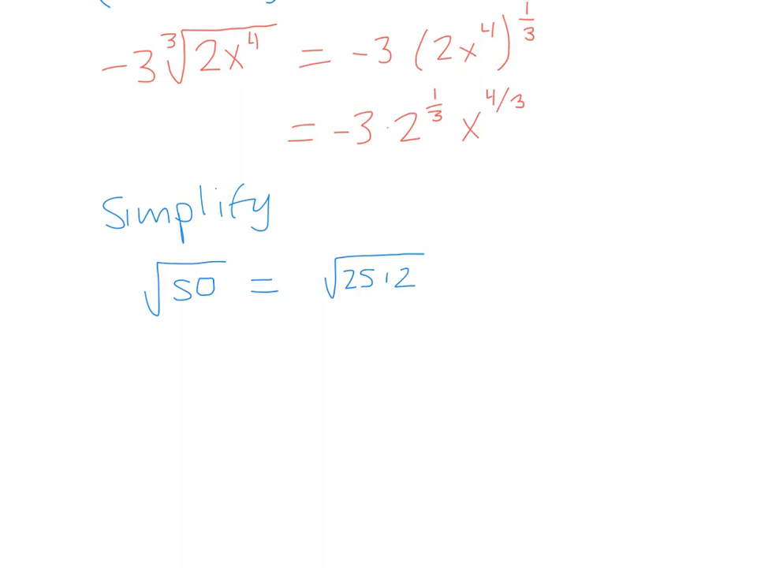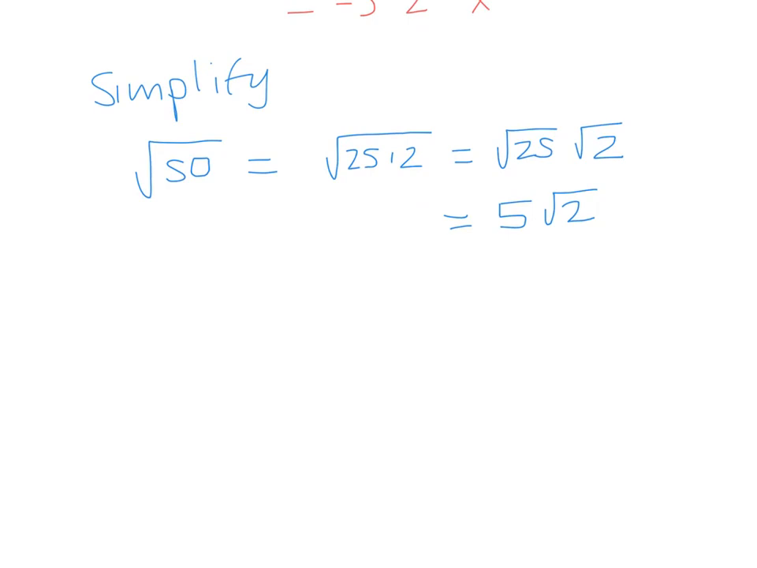Now with radicals, we can break them up if they're multiplied and write that as square root of 25 times the square root of 2. We can simplify that square root of 25 as 5. So we end up with 5 times the square root of 2.